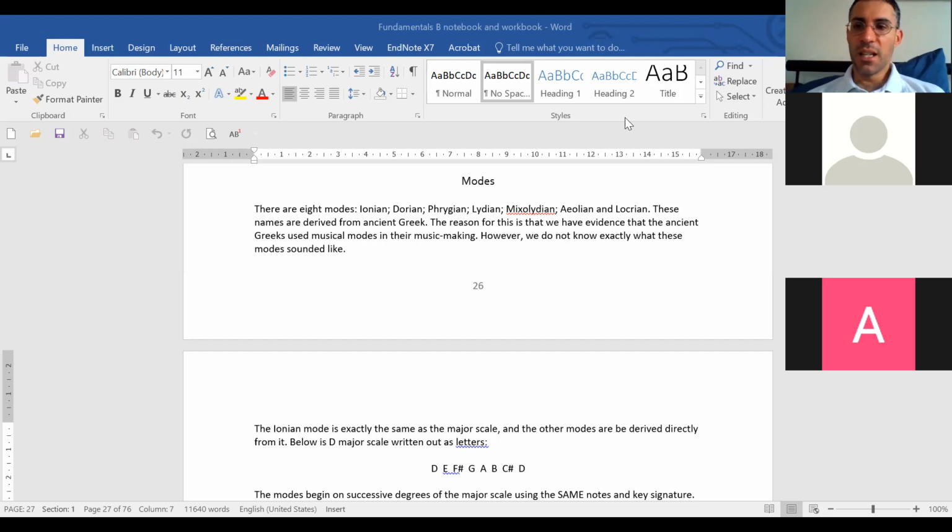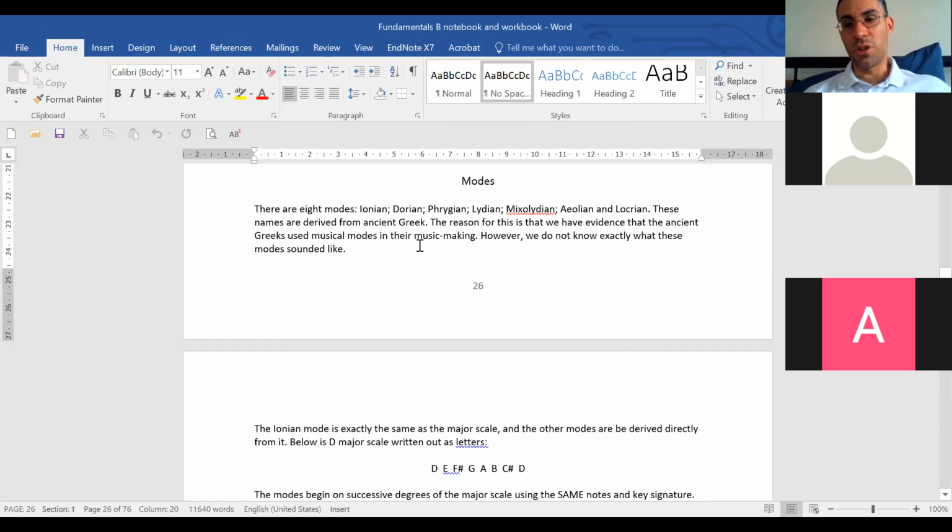Okay. The names come from Greek, okay, because the ancient Greeks used scales, and they gave them these names. And we don't actually know exactly what those scales sounded like because it was such a long time ago, but we do know from their writings what they were called. And so modern theorists have given these Greek names to our modes.